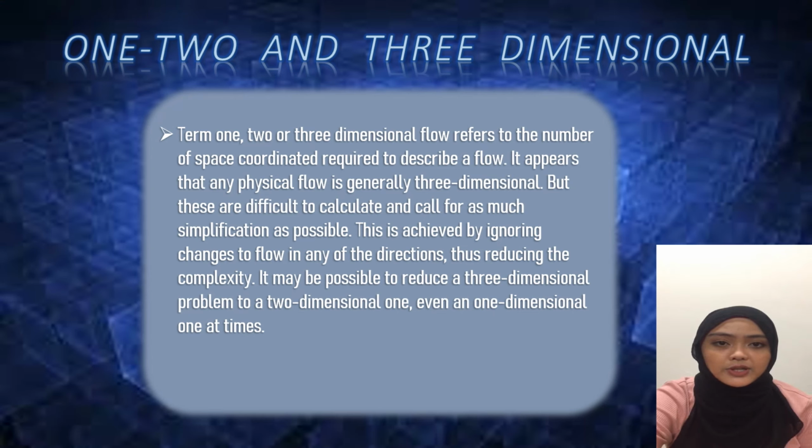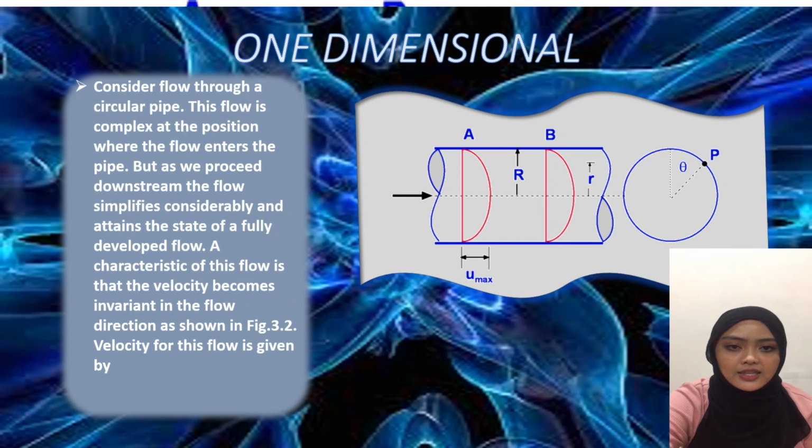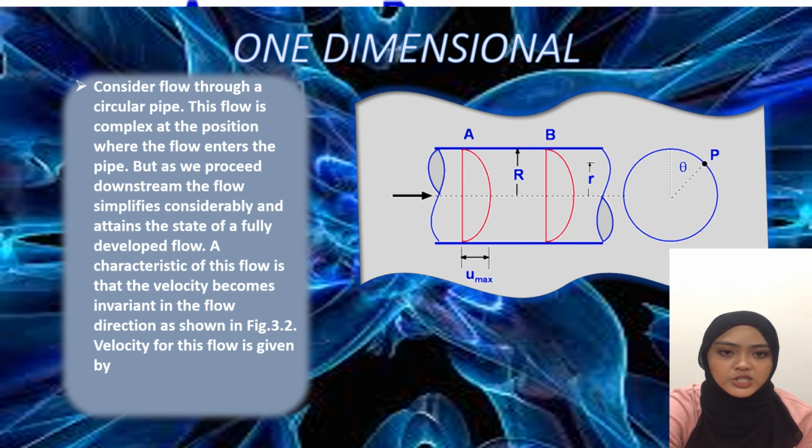Hi, Assalamualaikum. I want to present about 1, 2, and 3 dimensional flow. The term 1, 2, or 3 dimensional flow refers to the number of space coordinates required to describe a flow. One dimensional is considered flow through a circular pipe. This flow is complex at the position where the flow enters the pipe. You can see this photo for 1 dimensional.